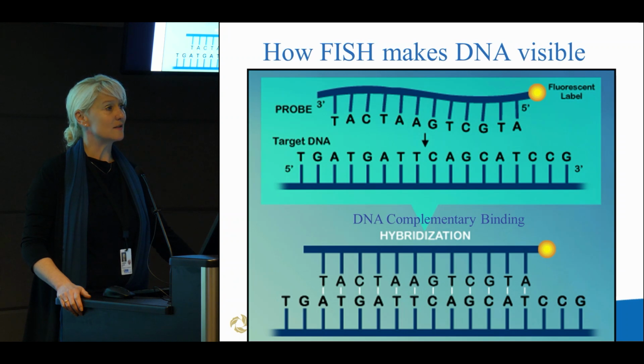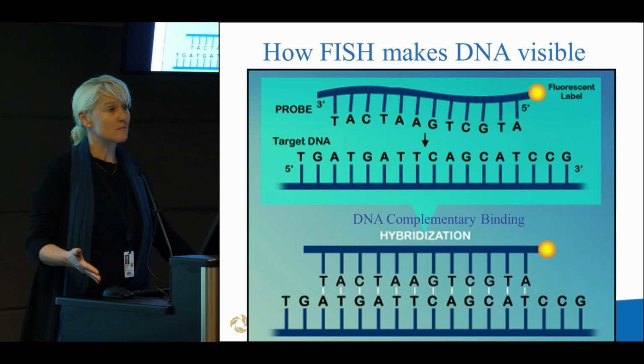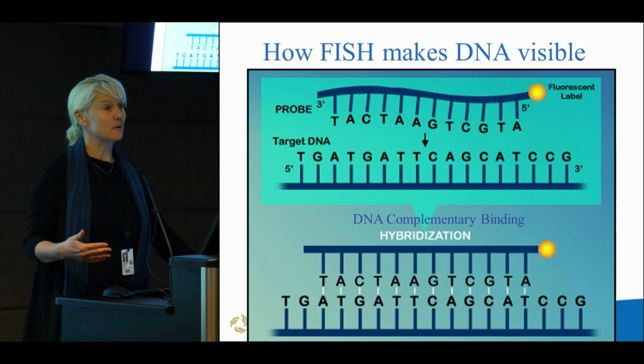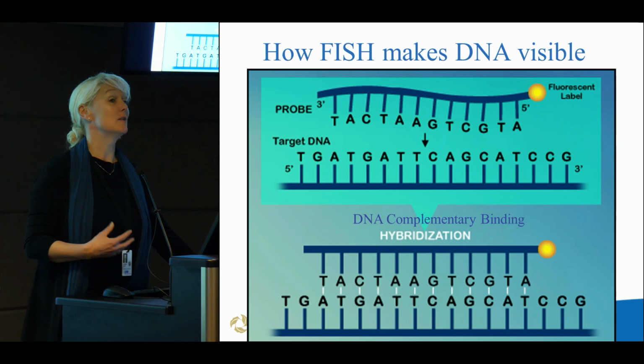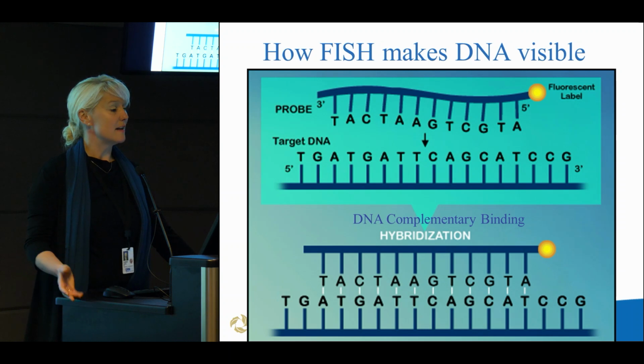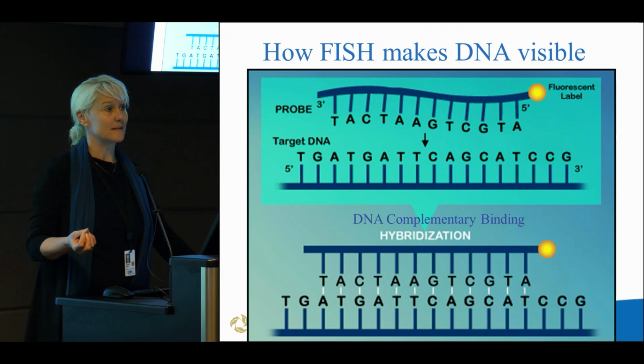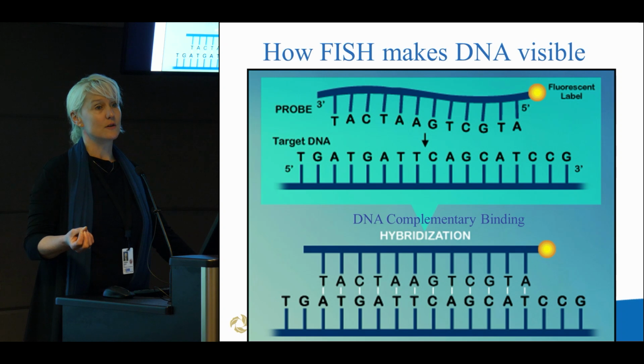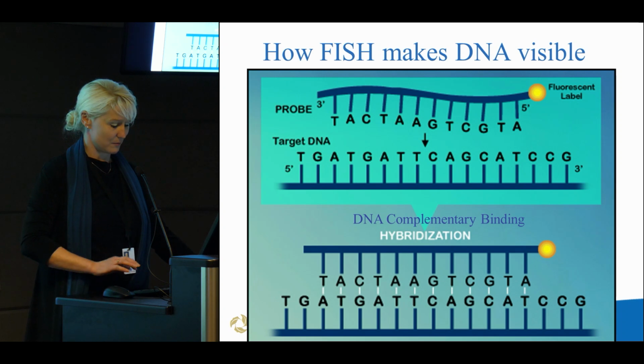A DNA strand always binds to its complementary strand, and this is because there are 2 hydrogen bonds between thymidine and adenine versus 3 hydrogen bonds between cytosine and guanine. And this allows us to exploit the complementarity of DNA in order to hybridize other probes to it.